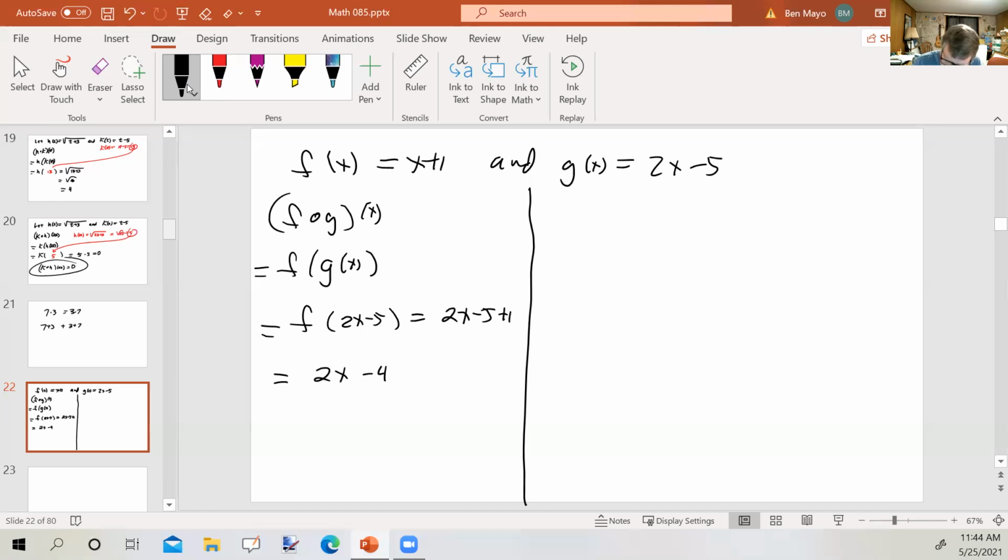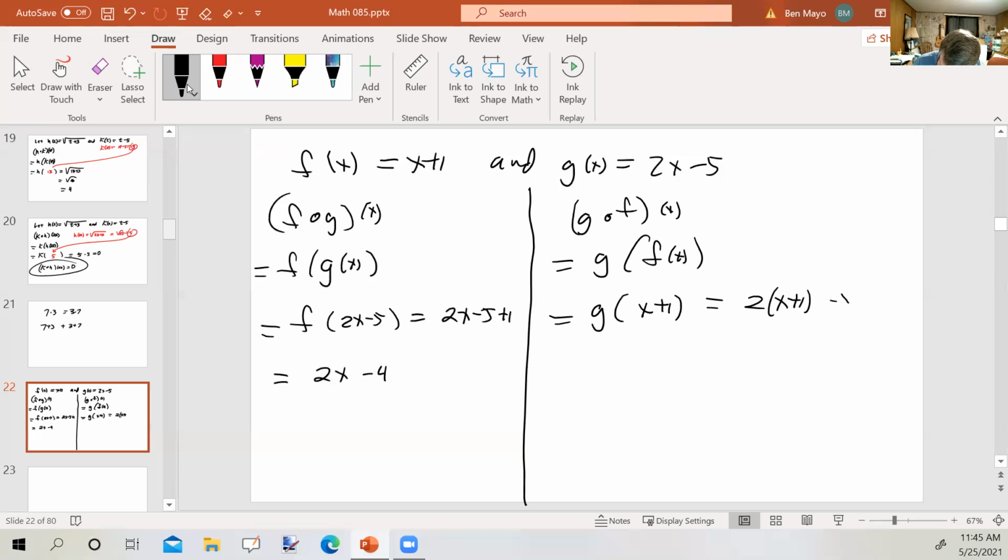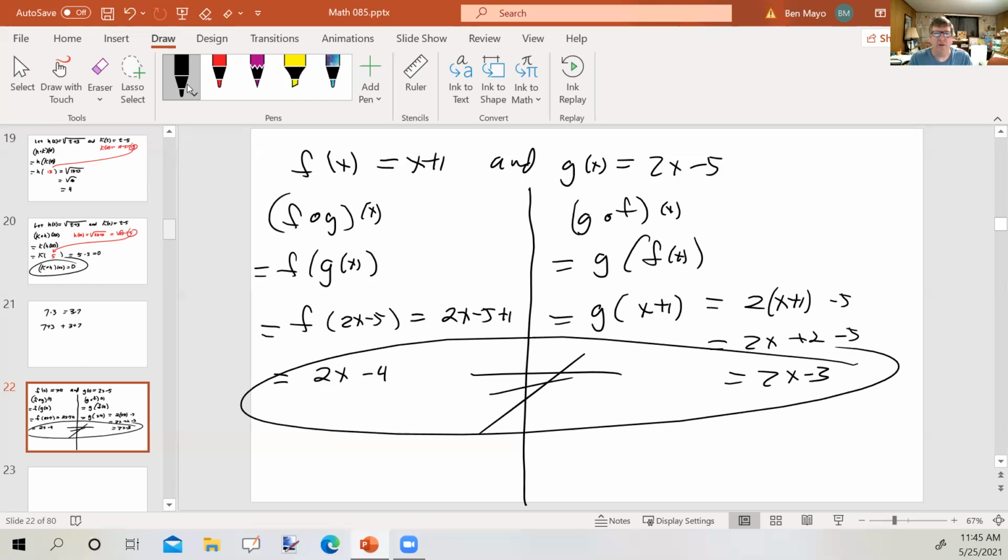All right, now let's take g composed with f of x. That's equal to g of f of x, which is equal to g of x plus 1, which is equal to 2 times the quantity x plus 1 minus 5, 2x plus 2 minus 5, 2x minus 3. And these are not equal. Now, there is a case where composition of functions is commutative, and that is when the functions are inverses of each other. And we're going to talk about that tomorrow.